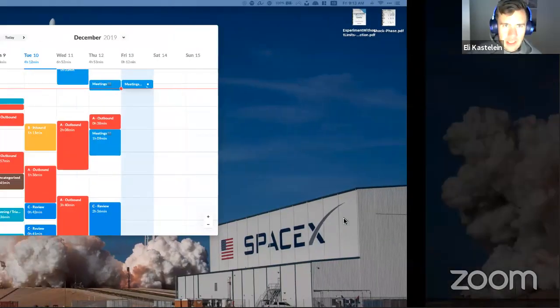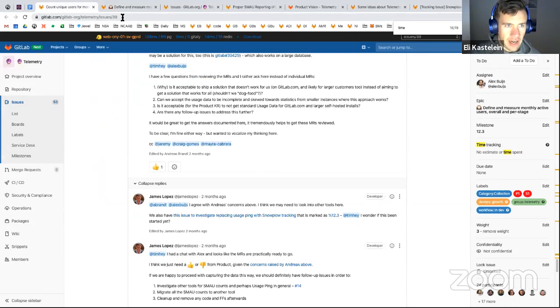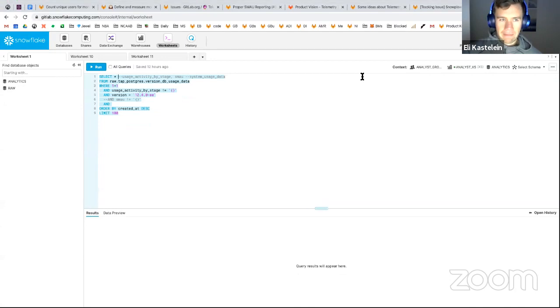Any ideas how to solve the technical problem to prevent those unique users queries for this table from timing out? There's been some discussion about that in issue 39 in telemetry a couple months back. But I can't comment on that.